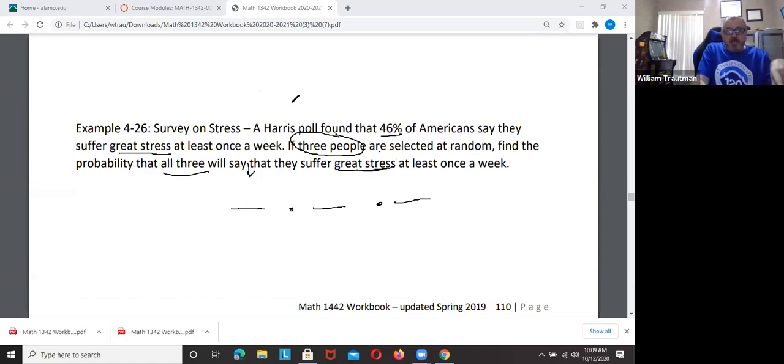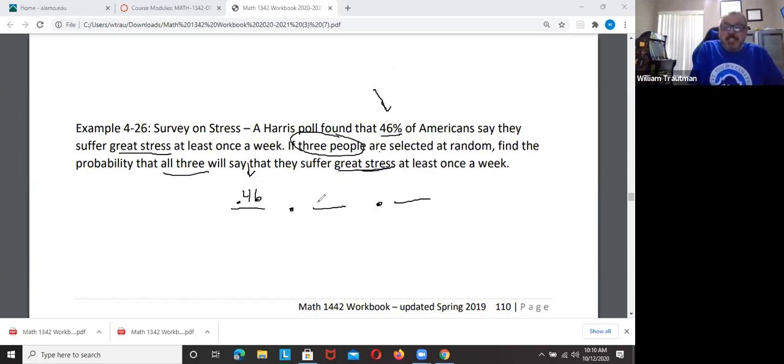It doesn't tell you in here other than right here. It says if you ask, 46% of the people say they suffer great stress. So we're going to put 46% in here. I'm going to change it to decimal, 0.46. So find the probability that this person suffers great stress. Well, it's 46% because it was told to us up above.